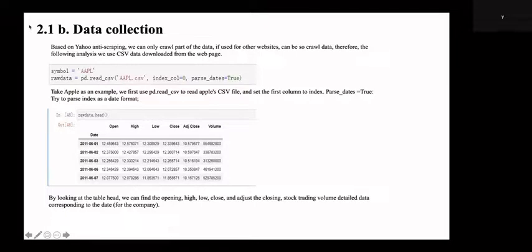And the Apple company here will be used in our code demonstration. So start with reading the CSV file that we have downloaded, and we will check the data with the head function. Here we could find the opening price, highest price, lowest price, closing and adjusted closing price, and the volume in the following table.